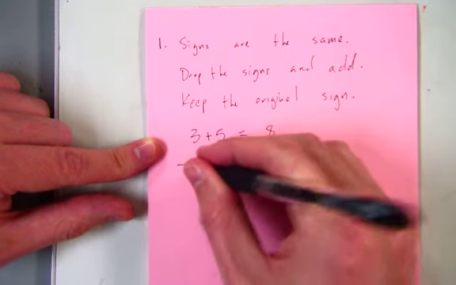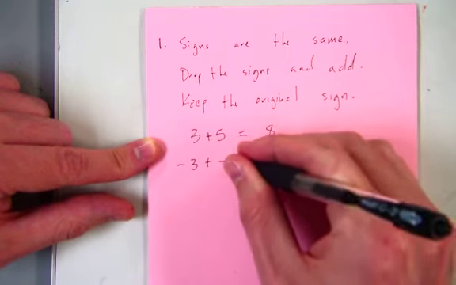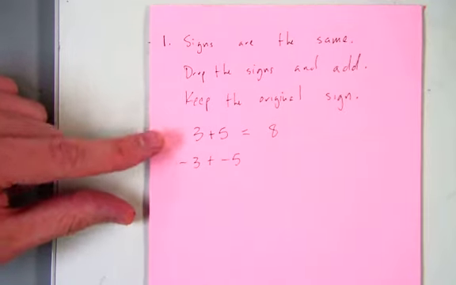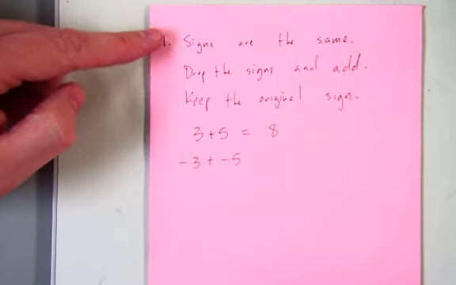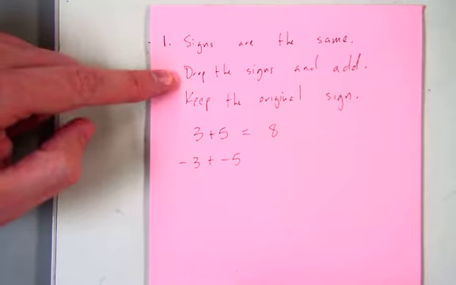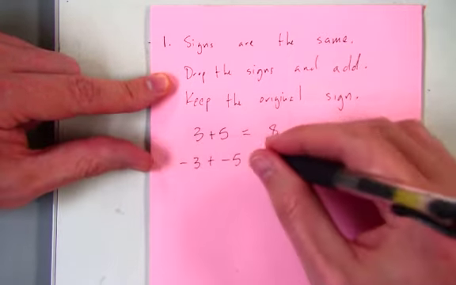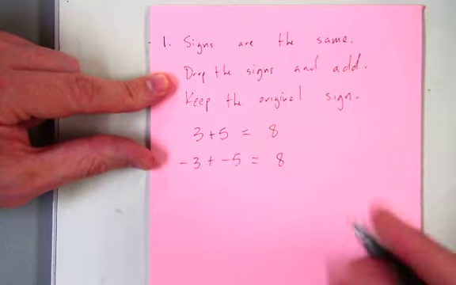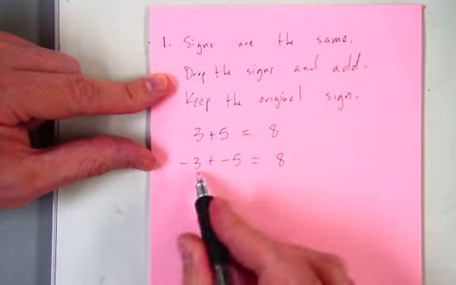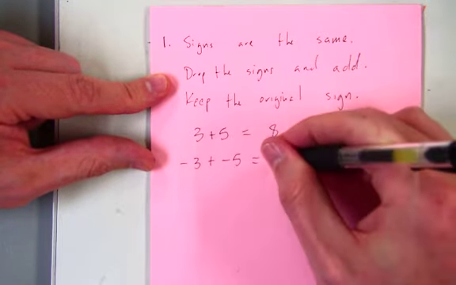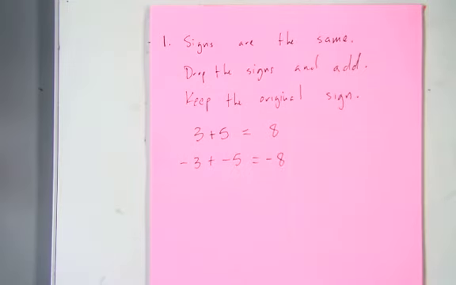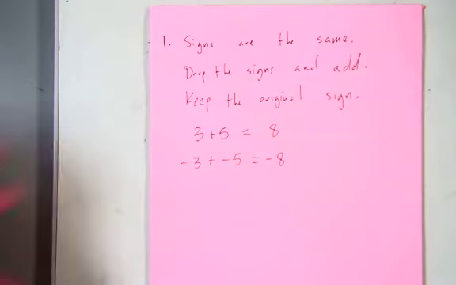Okay, if we change this to negative 3 plus negative 5, on the other hand, our signs are still the same, so we're still using this rule. We're just going to drop the sign, so we're just going to think about 3 and 5. We're going to add those numbers, so 3 plus 5 is 8. Okay, and then we're going to keep the original sign. The original sign was negative, so we're going to keep that. And so negative 3 plus negative 5 is negative 8. Okay, so that's going to be our rule for when our signs are the same.